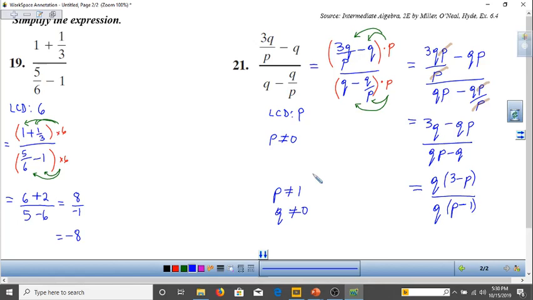So we end up with, oh, well, the q's cancel. Neglected to mention that. So we end up with 3 minus p over p minus 1, with the stipulation that p is not 0, p is not 1, and q is not 0.